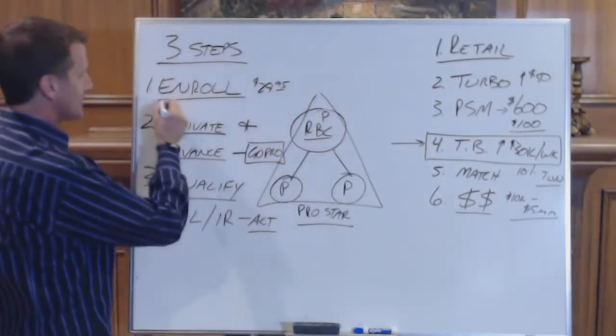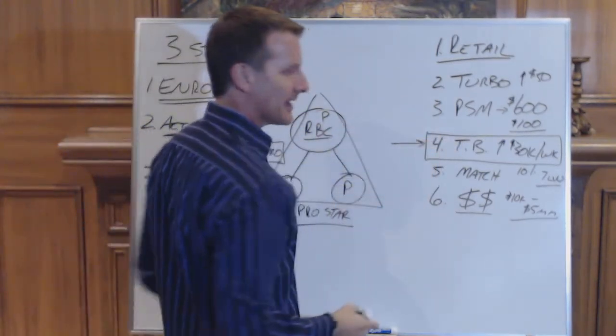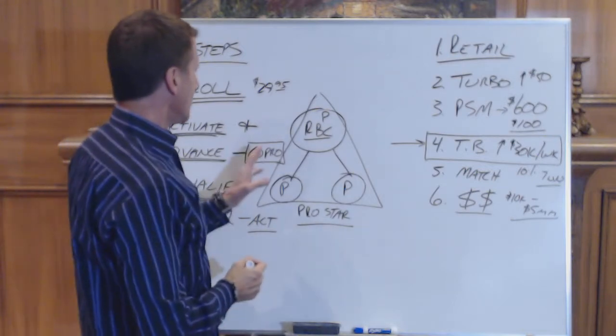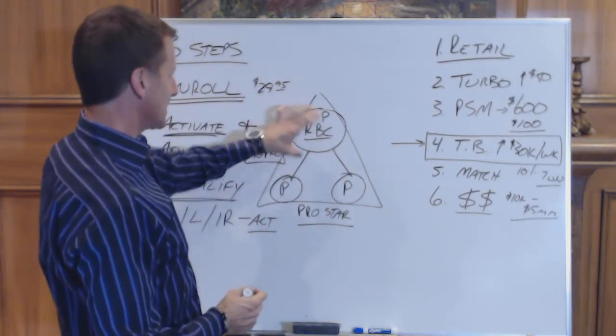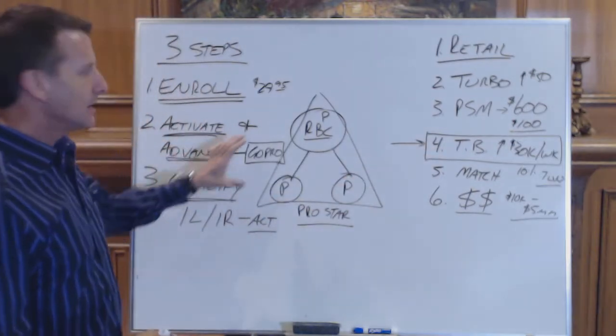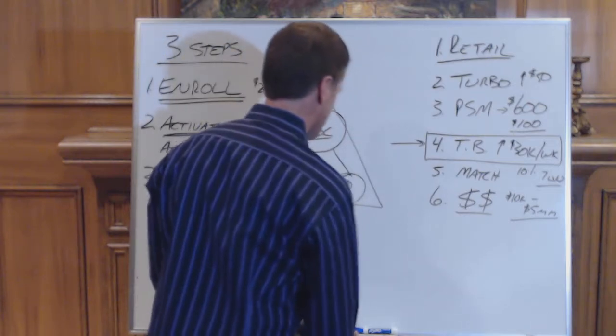But those are the 3 steps: enroll, activate and advance, and qualify, and now that business center is eligible for team bonuses. Now, and again, it just has to be active. It doesn't have to be pro. It can just be the distributor rank, but it has to be one of those 3 ranks, and now you're eligible for team bonuses, okay?